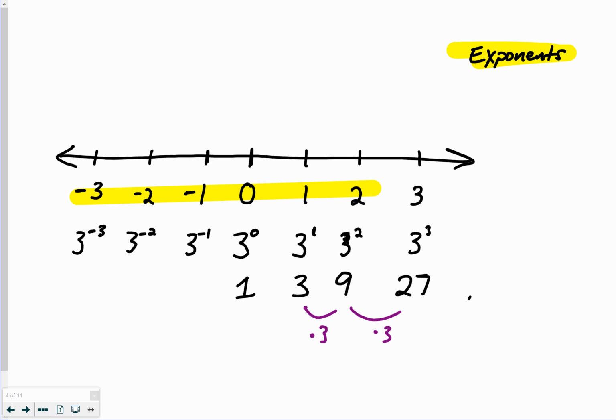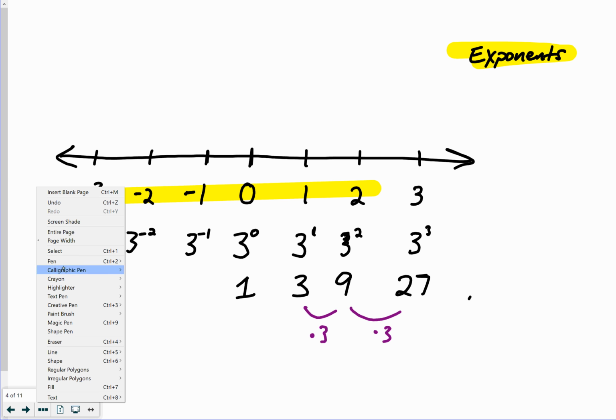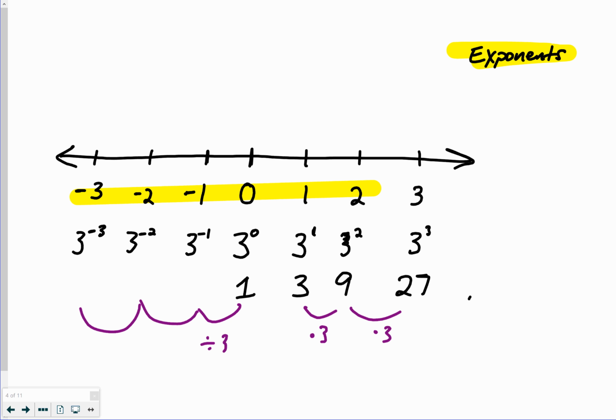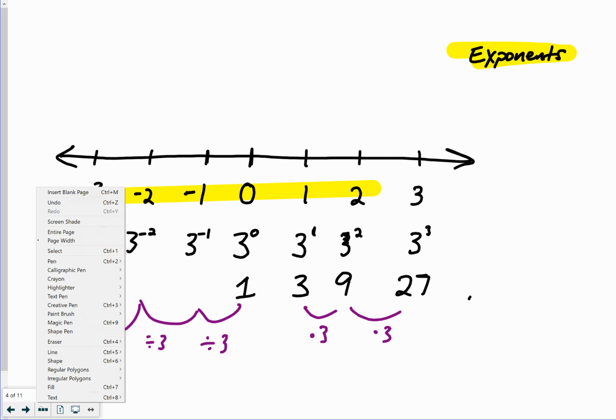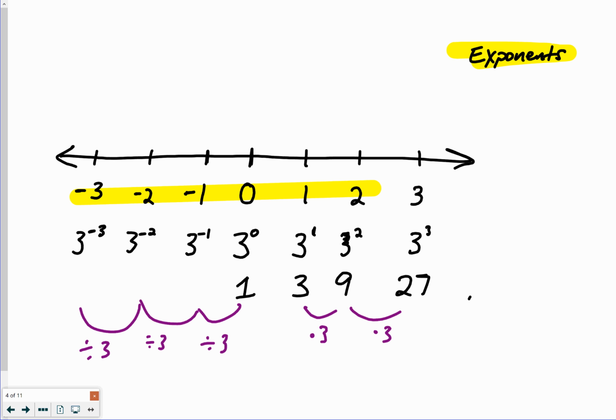Now watch this. If we're going to divide by 3, going to the left, so I'm going here, going here, going here. I'm going to divide by 3 now. What does that mean 3 to the negative first power is? What's 1 divided by 3? Not 3. What's 1 divided by 3? It is 0.3 repeating. Let's keep it in fraction form. What's 1 divided by 3? It's 1/3. 1 divided by 3 is 1/3.